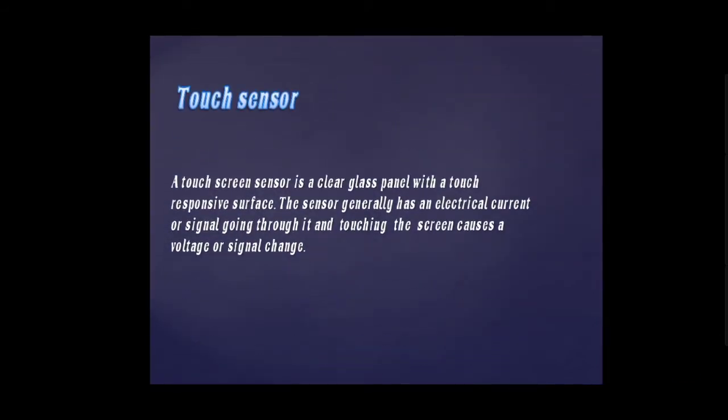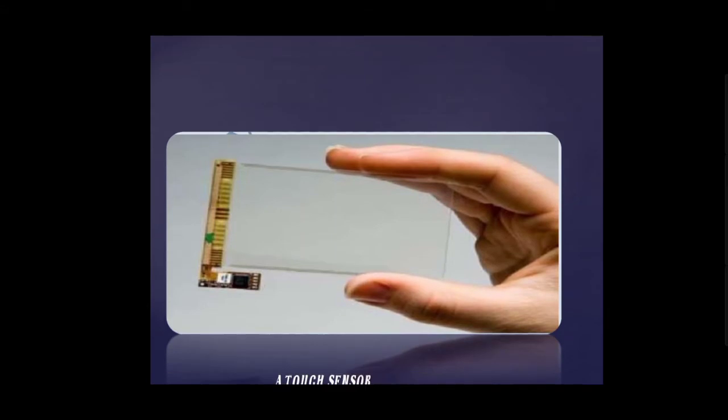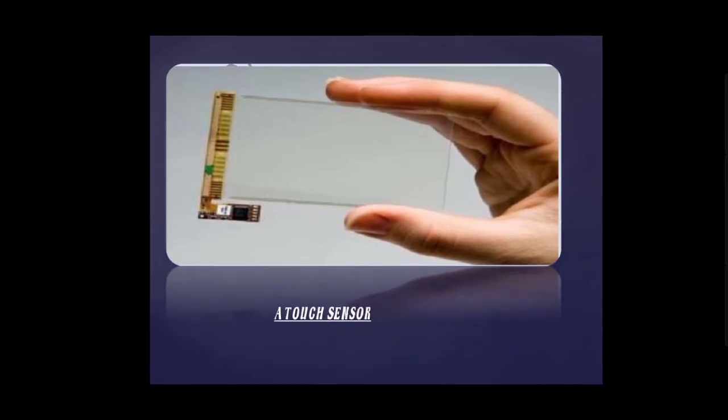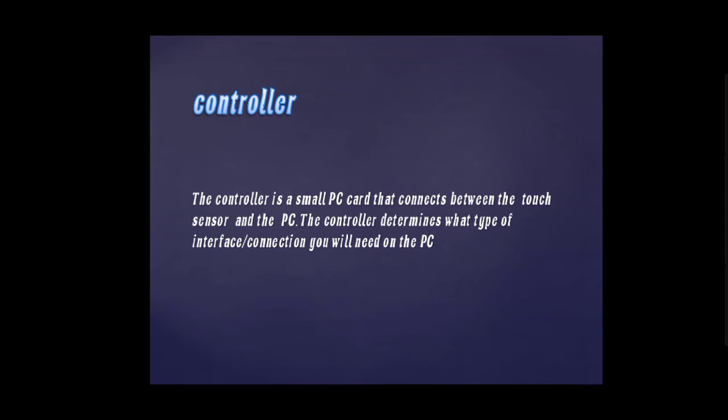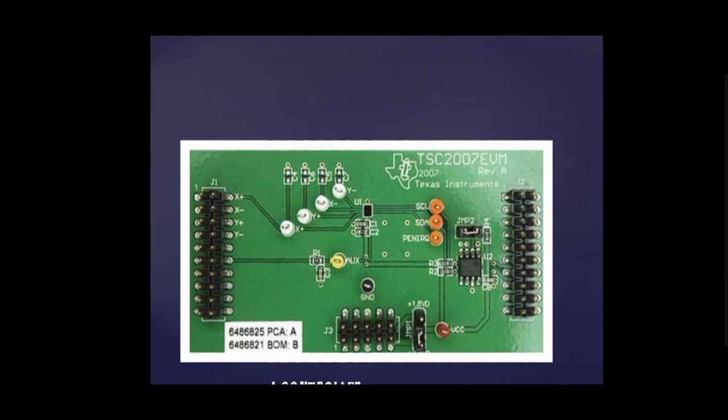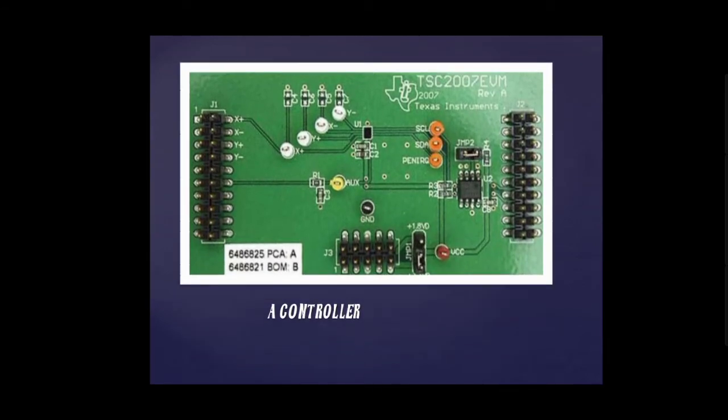Touch sensor. A touch sensor is a clear glass panel with a touch responsive surface. And here is a touch sensor. Controller. The controller is a small PC card that connects between the touch sensor and the PC. The controller determines what type of interface connection you will need on the PC. And here is a controller.